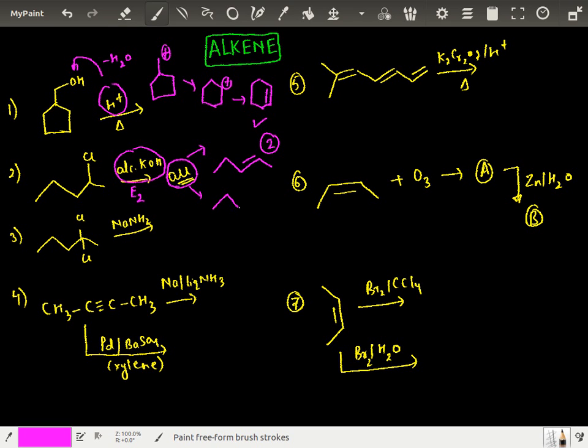When they say Hofmann, Hofmann will have the elimination from the less crowded carbon, and we have only one possibility. So the total possibility is 3: the cis and trans of this, and 1 over here.